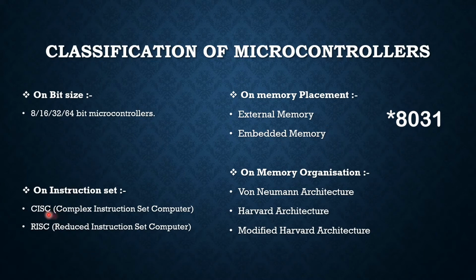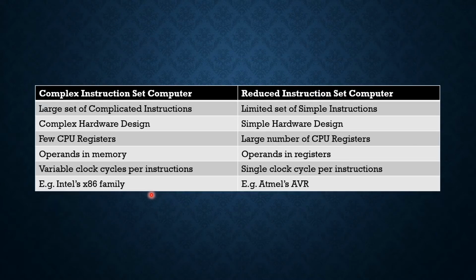Now, for these two architectures, we are going to see them in detail. CISC and RISC, that is complex instruction set computer and reduced instruction set computer. Again, the names are very suggestive. In CISC, there will be complicated and a large number of instructions, and for RISC, there will be a limited set of instructions, and those will be very simple as compared to the CISC architecture. As the instructions are complicated, the hardware is also going to be complicated. For RISC, the instructions are simple, so the hardware is also simple to design.